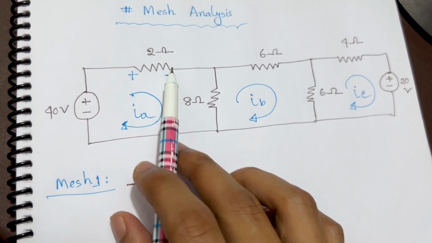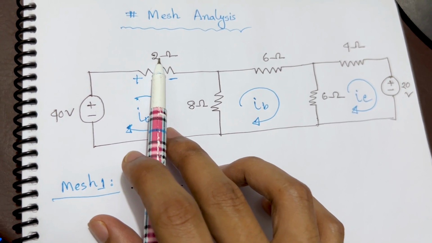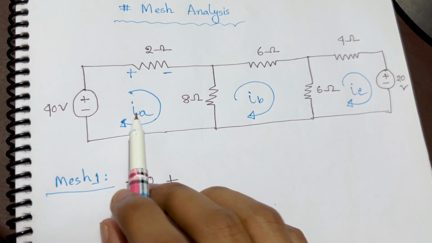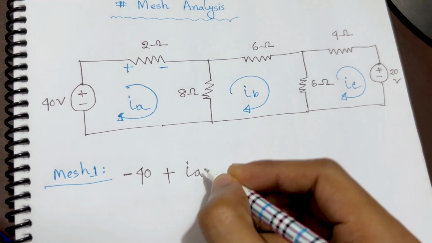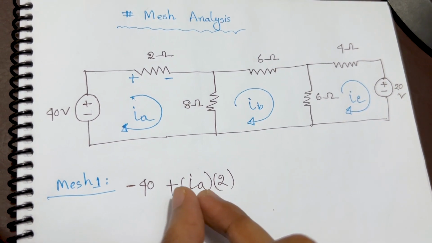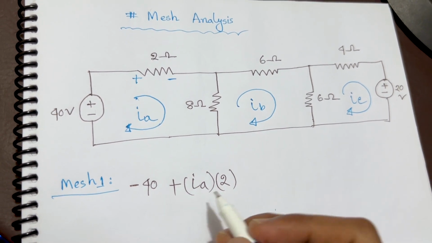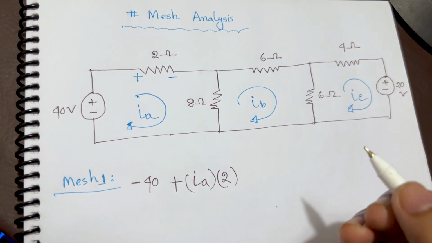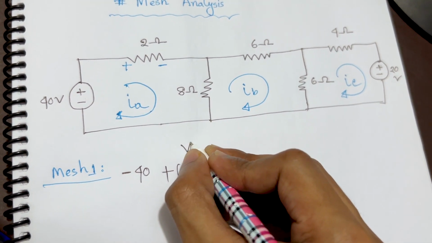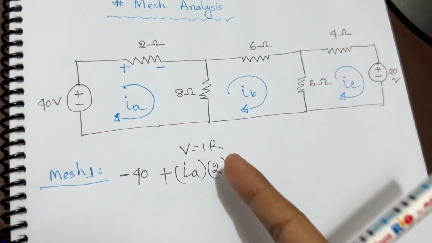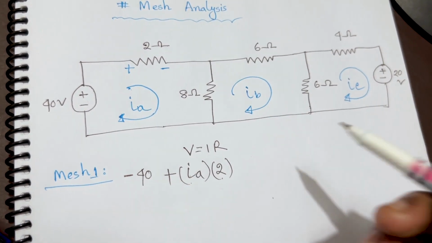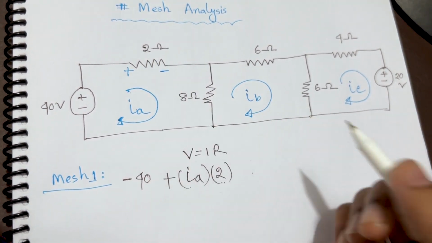Then we need to find the amount of voltage difference here. So this R is already given, which is 2 ohm, and the current is IA. So IA times 2. So the total voltage difference is V, which is IR. This is actually the Ohm's law that we are applying here: V equals IR. I is the IA current, this is the loop current that we're going to find, the unknown thing, and the 2 is the 2 ohm resistor.